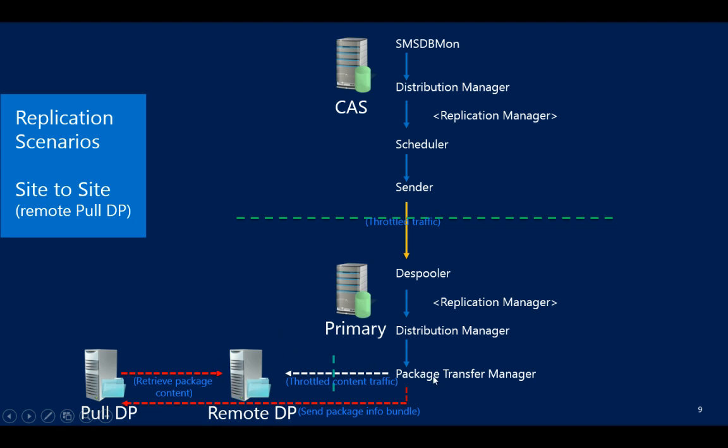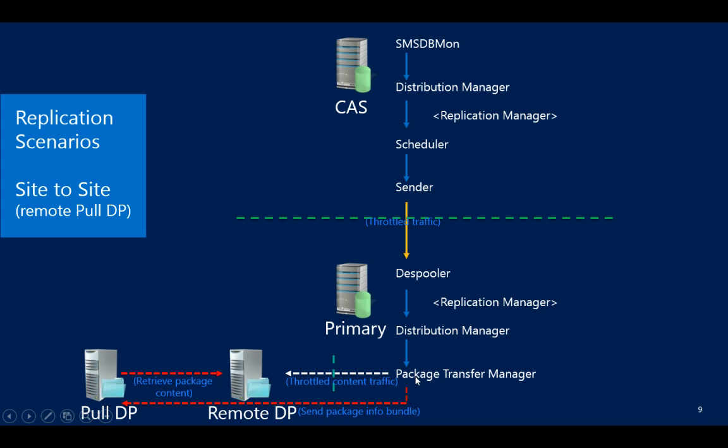So what happens is Distribution Manager knows that ultimately it needs to get the content out to the pull DP. But it also knows that it can't send it to the pull DP directly. But it knows that there is a source DP that the pull DP can pull the content from. And again, in my case, you're going to see that the source DP is my primary. Just a little bit of weirdness about my lab, but this is the typical scenario.